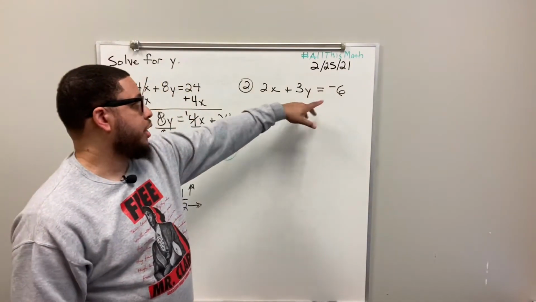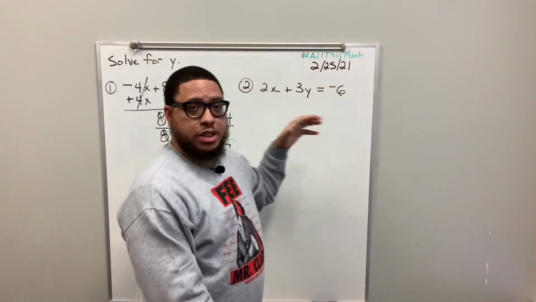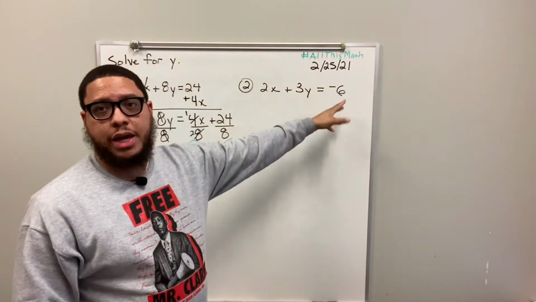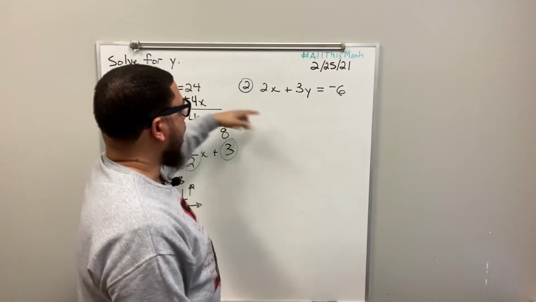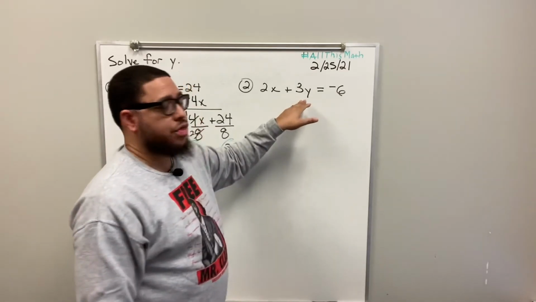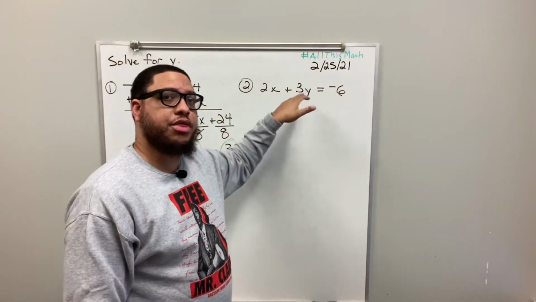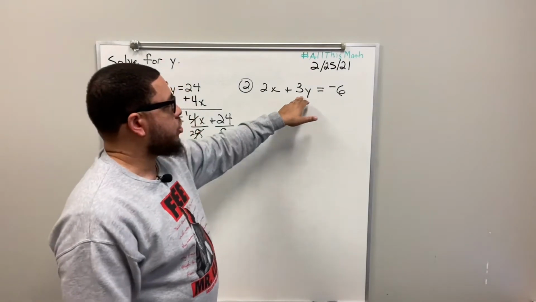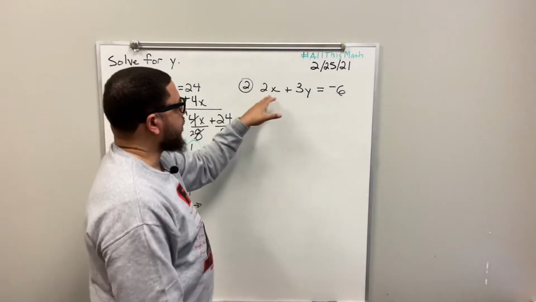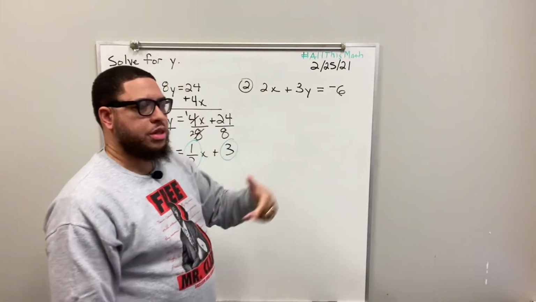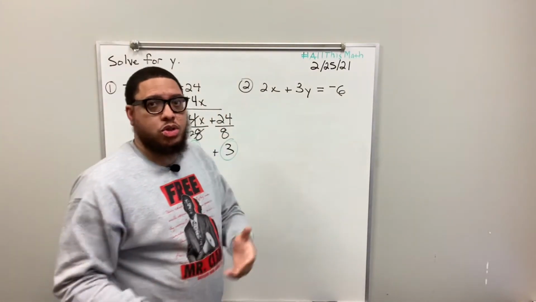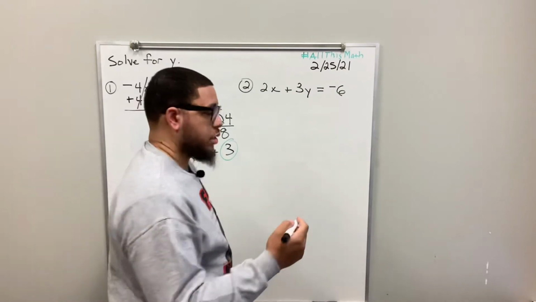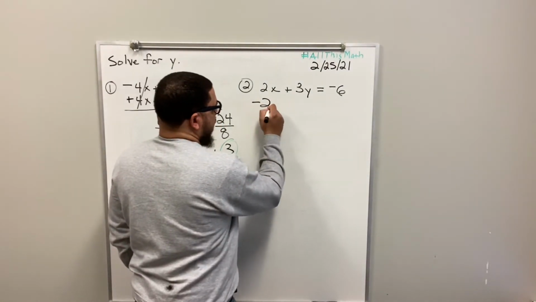Now, slide over here. Number 2. We're going to do the same thing. 2x plus 3y equals -6. Now, I want to solve for y. First thing I do, I want to get 3y by itself. So I need to get rid of 2x. This is a positive 2x, so we should be thinking, what's the opposite of a positive 2x? A negative 2x. So in order to get rid of the positive 2x, I need to do minus 2x.